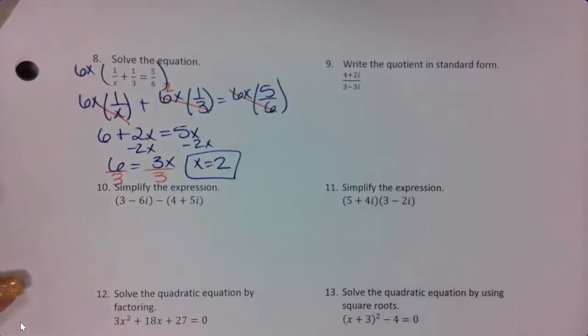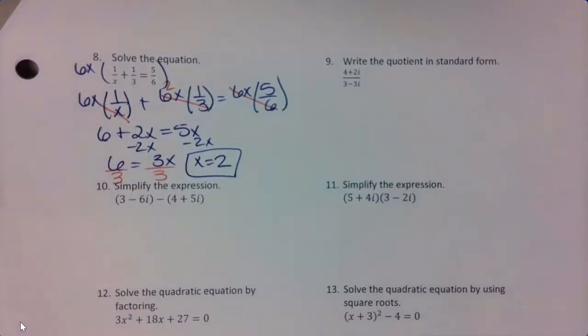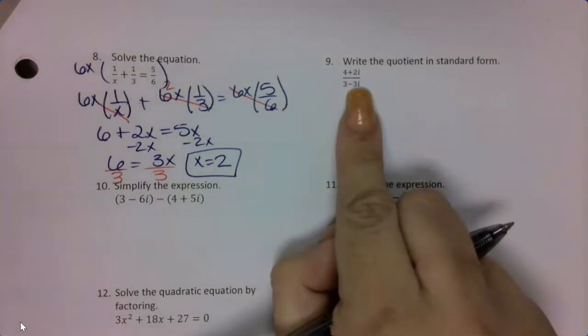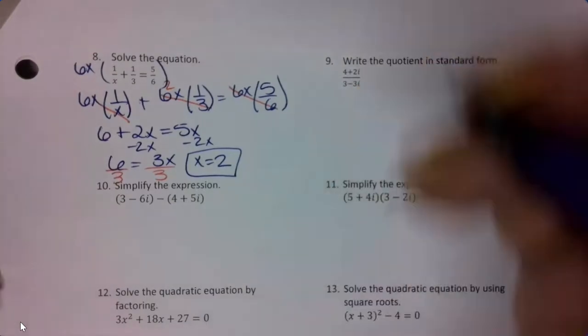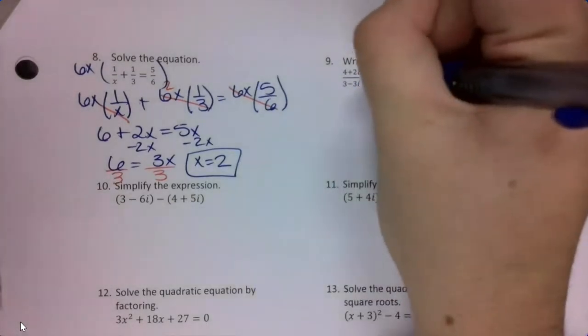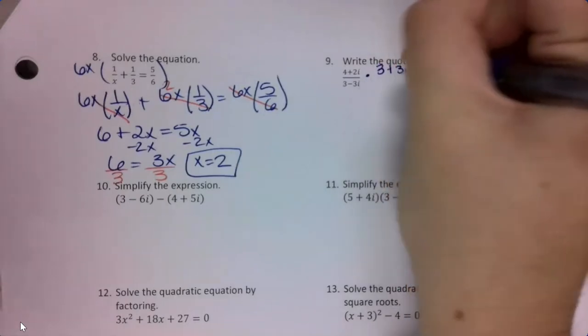On number 9, it wants me to write the quotient in standard form. What I do here is multiply by the complex conjugate of the denominator. All that means is I change just the sign in the middle. If this number out front was negative, it would keep that sign. I only care about changing the middle sign. So I'm going to multiply both the top and bottom by 3 plus 3i.